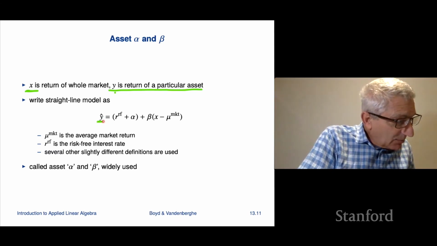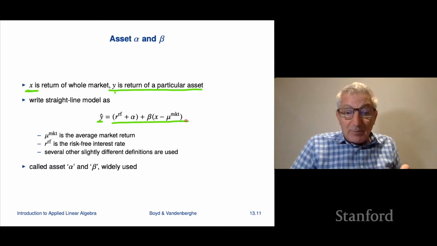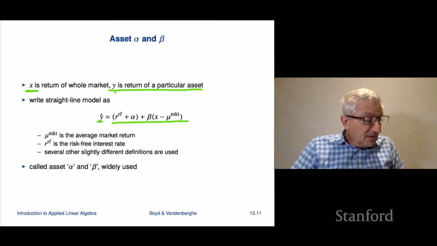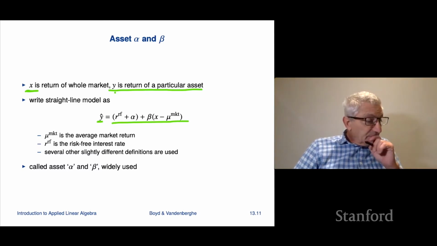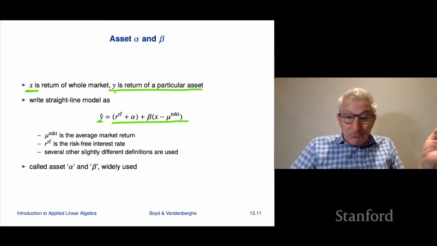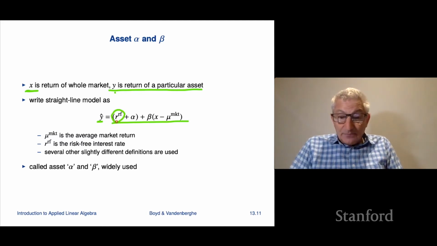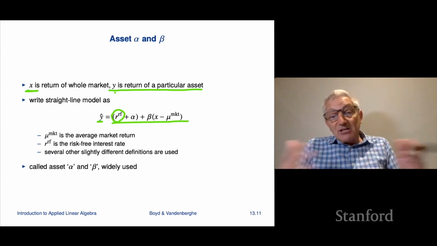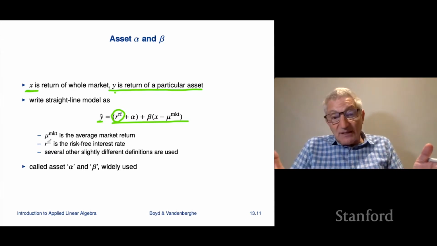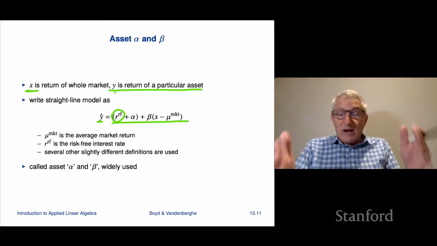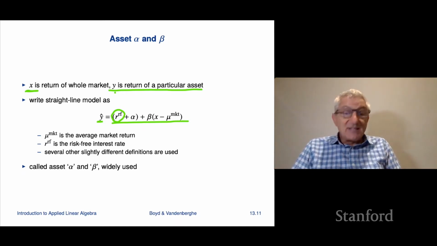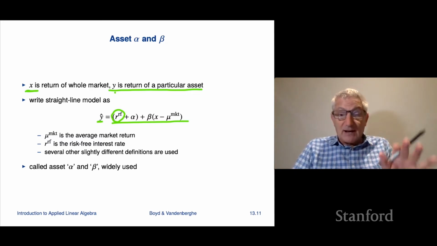It's y hat, that's our prediction of the return of Apple, is equal to the following. It's an affine function, and it's written several ways. So one is this. It's written as a risk-free rate plus alpha. Now, risk-free is something like U.S. Treasuries. It's the risk-free interest rate, right? So it would be the daily one. That's extremely well approximated by 0 right now, but okay.